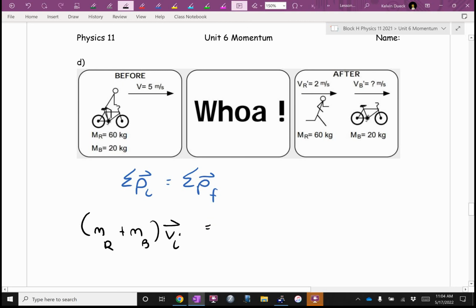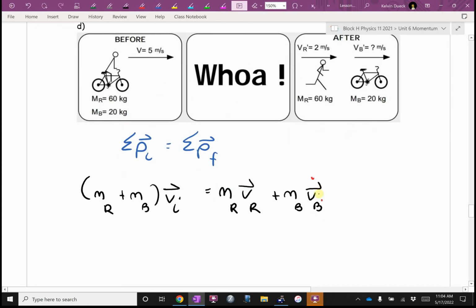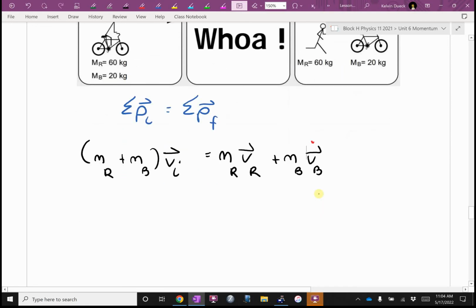Wow! The biker jumps off. After the explosion, what's moving? The rider, the bike, both or neither? Stuck together or separate? So we're going to have mass of the rider, velocity of the rider, mass of the bike, velocity of the bike, and it looks like we're trying to find that. Hey, Joanna, get the VB by itself. What's our next equation going to be?